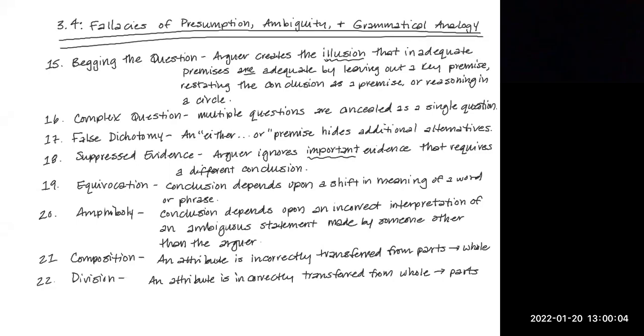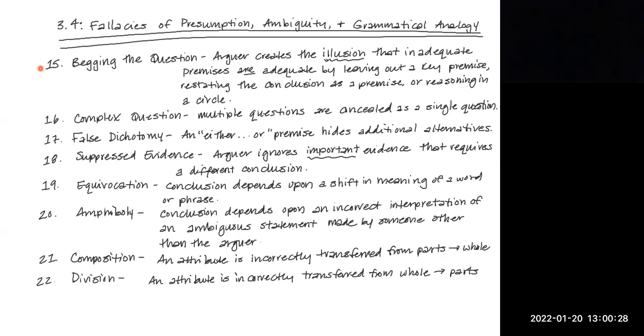The last section of fallacies that we'll look at are fallacies of presumption, ambiguity, and grammatical analogy. The first of these is begging the question, which you may have heard of before. This is a fallacy committed when the arguer creates the illusion that inadequate premises are providing adequate support for the conclusion.